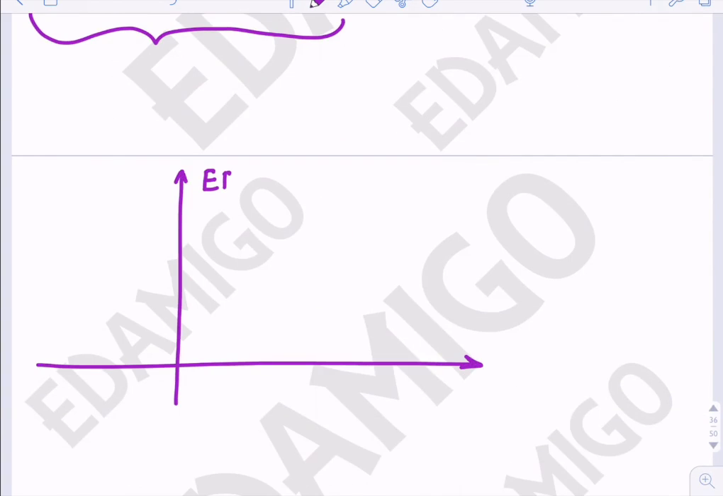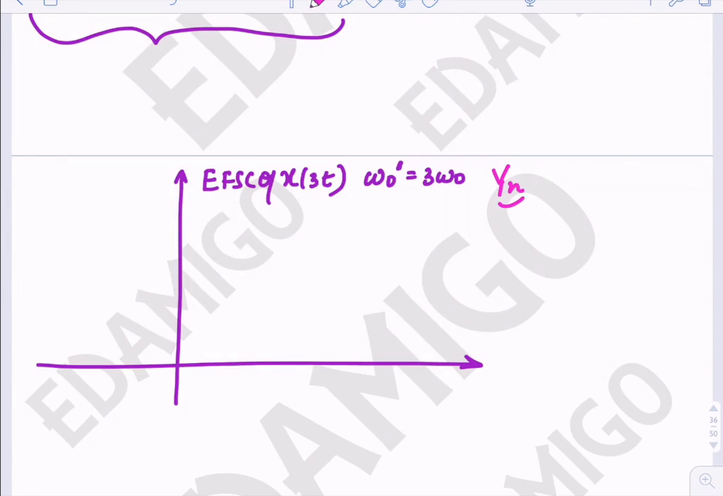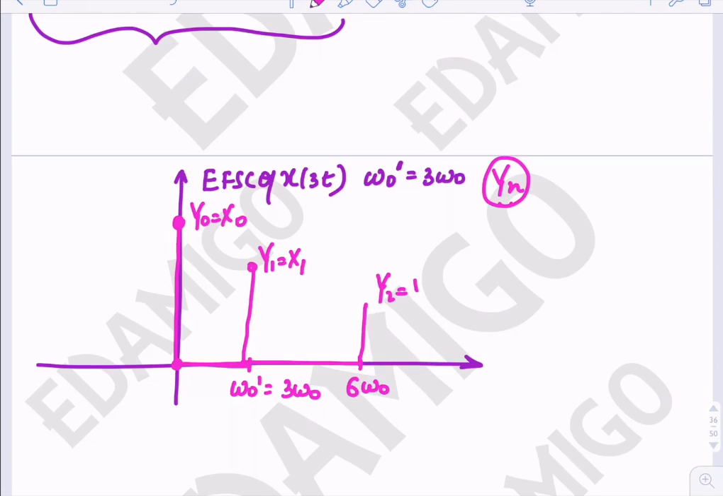But if we draw the plot of the exponential Fourier series coefficients of x of 3t, here the fundamental frequency, that is omega naught dash, is equal to 3 omega naught. The values of the coefficients yn are equal to xn. At 0 frequency we get y0 equal to x0. At omega naught dash frequency, that is the fundamental frequency, which is 3 omega naught, we get y1 equal to x1. Then at 2 omega naught dash, that is 6 omega naught, we get y2 equal to x2, and so on. So the exponential Fourier series coefficients are exactly similar. The only difference is in the plot.